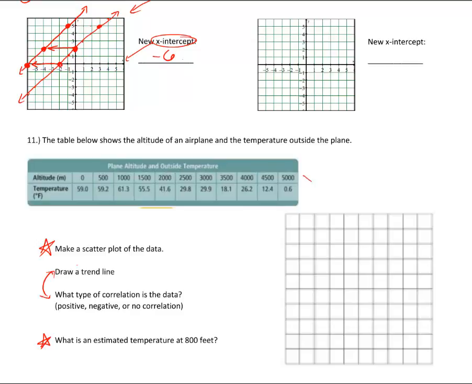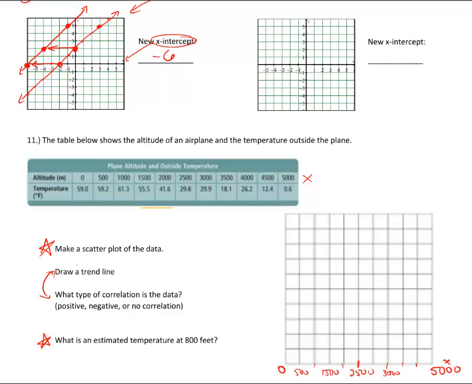So altitude is your x values. So your x values, it starts at 0 and goes to 5,000. Okay, so it goes from 0 to 5,000. So let's go ahead and say in the middle is 2,500, and then let's just estimate from there. No, we can go by 500. So 500, that'd be 1,000. That'd be 1,500. That'd be 2,000, 2,500, 3,000, 3,500, 4,000, 4,500, etc. Okay, so we're going by 500s on the x-axis.